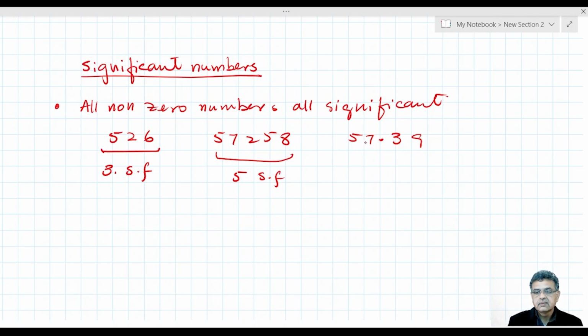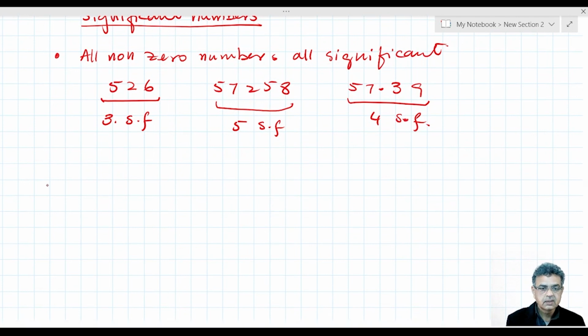In this one, 1, 2, 3, 4, there are 4 non-zero digits. We won't consider this decimal while deciding about its significance. So these are 4 significant figures. That means there is no difference between numbers with decimal or without decimal if we are counting the number of significant figures. It's very simple, you count the number of digits, and that is the number of significant figures.